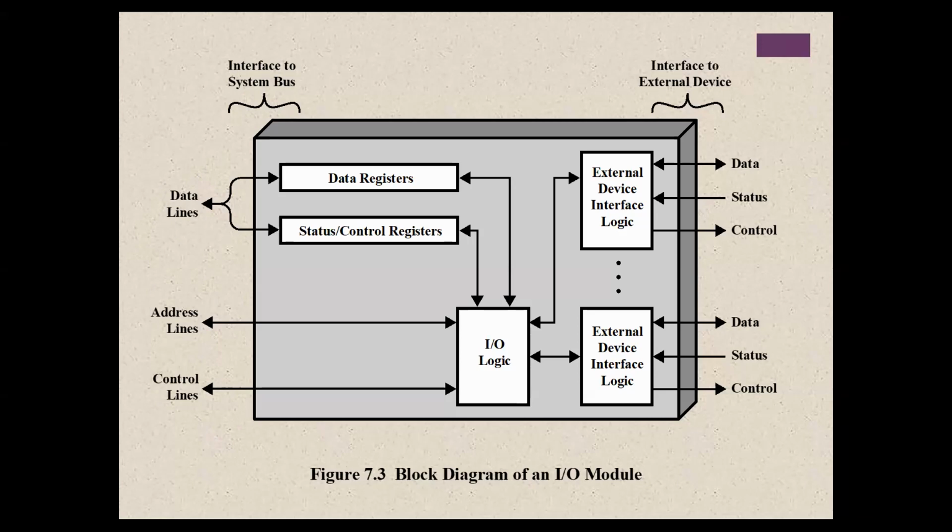So data transferred to and from the module are also buffered with the data registers. Why? We already gave the reason, if you remember, okay? So I'm not going to tell you why.